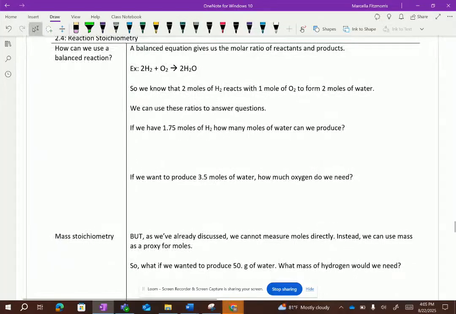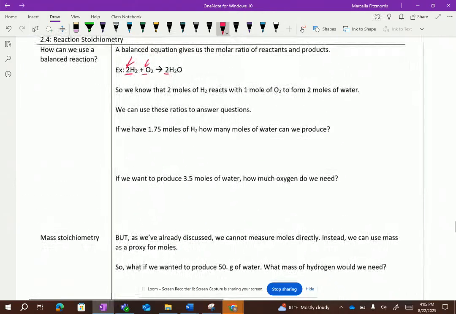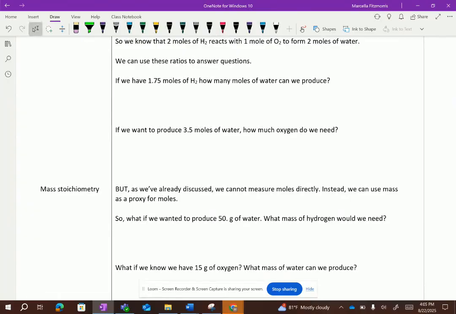So, when we look at a balanced chemical equation, we need to know that these coefficients tell us the molar ratios. For example, 2 moles of hydrogen reacts with 1 mole of oxygen. This produces 2 moles of water. And we use those ratios to answer questions like the following.